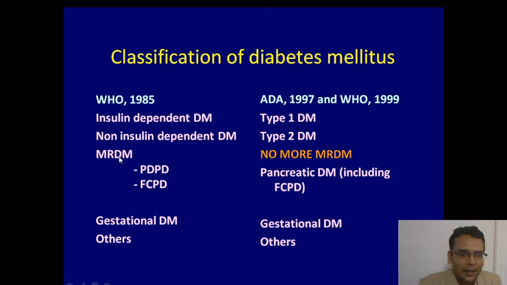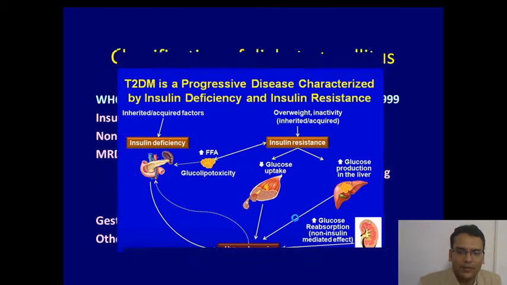Other terminologies like malnutrition related diabetes mellitus have been dropped currently, and we have mainly type 1 diabetes, type 2 diabetes, pancreatic diabetes, which includes FCPD or fibrocalcific pancreatic diabetes, gestational diabetes, and other forms of diabetes.